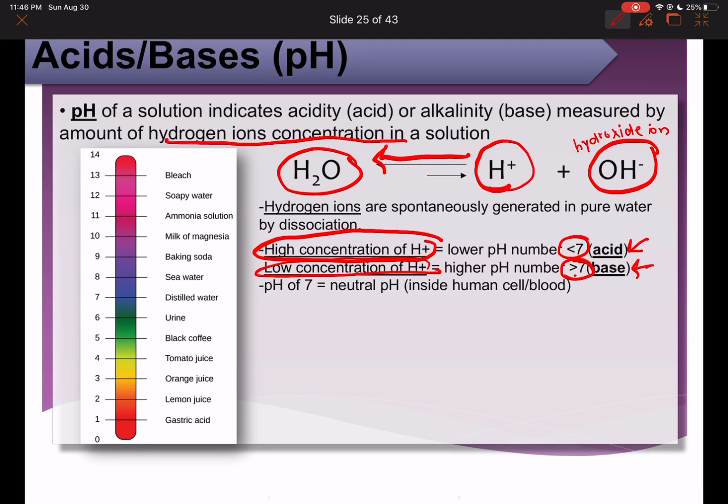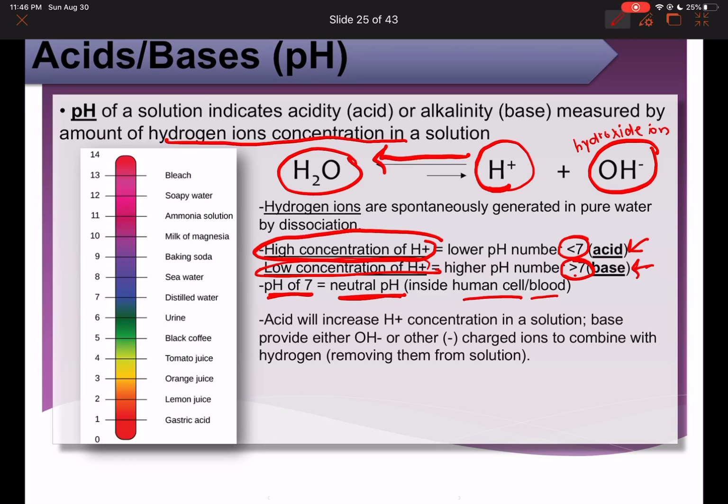So a pH of 7, on the other hand, means that it is neutral pH, and that's what has to be maintained in human cells and blood by homeostasis. We cannot have acidic blood or too basic blood, which results in what we call acidosis and alkalosis. And it is a health condition that we will discuss in anatomy and physiology if that is your next class.